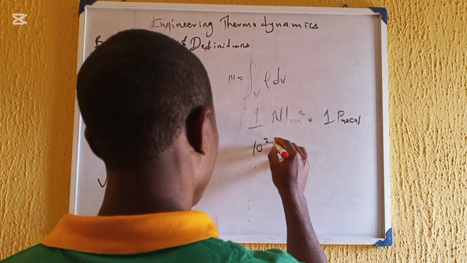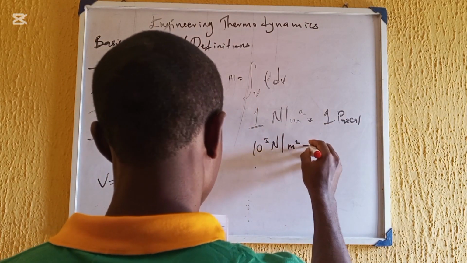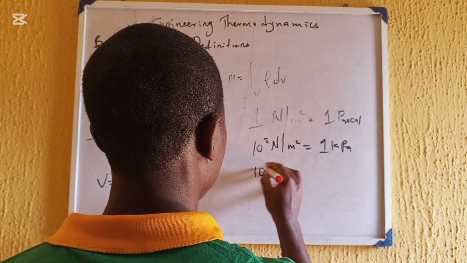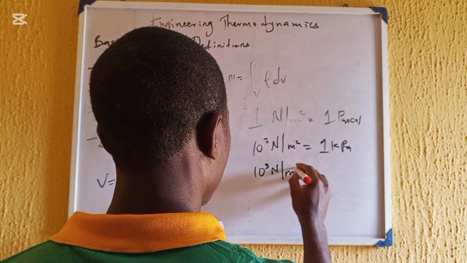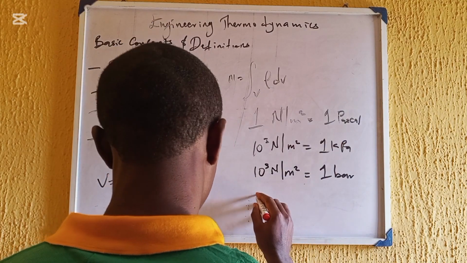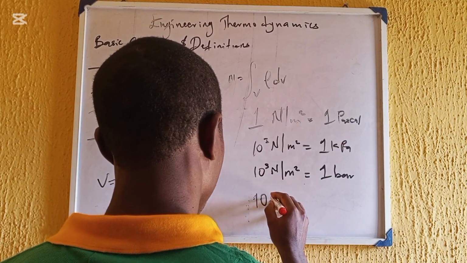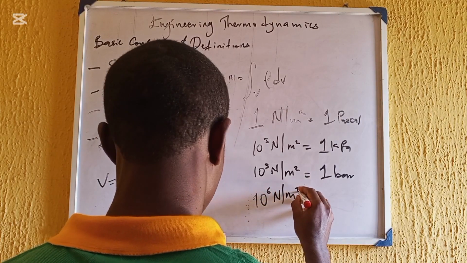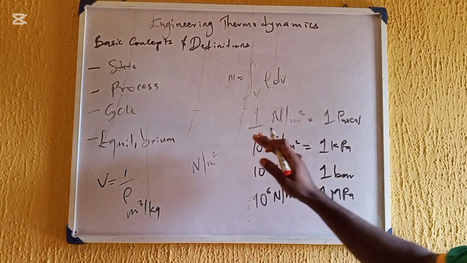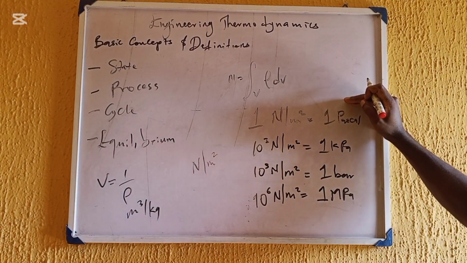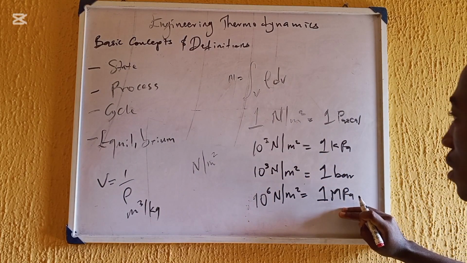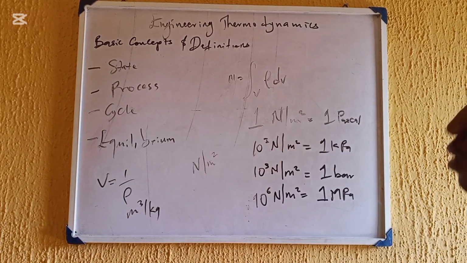Then 10 to the power 3 Newton per meter square is equal to 1 kilopascal. Then 10 to the power 5 Newton per meter square is equal to 1 bar. So you might be asked to use any of these to solve problems. Then we have 10 to the power 6 Newton per meter square is equal to 1 megapascal. So you should know how to convert from one unit to the other, when you're working with Pascal, kilopascal, bar, and megapascal. So you should know the equivalent in Newton per meter square.